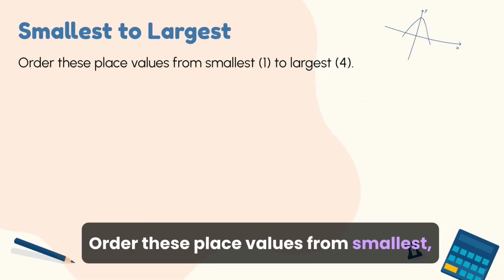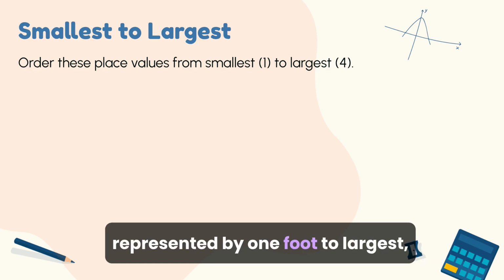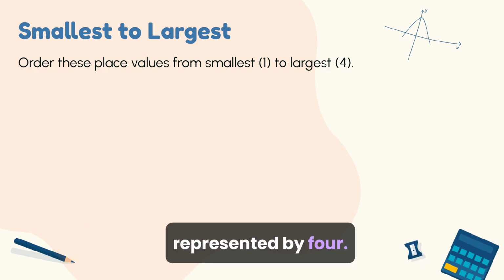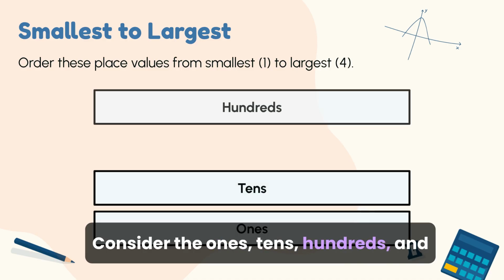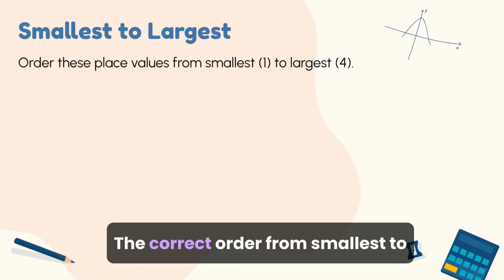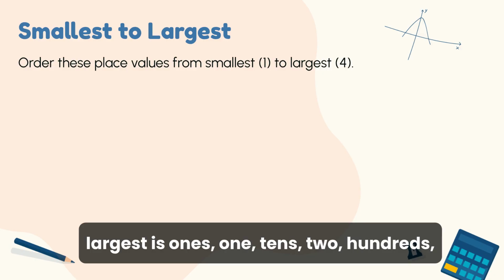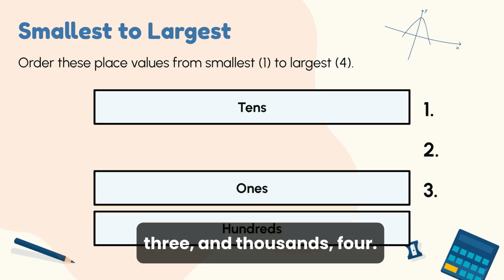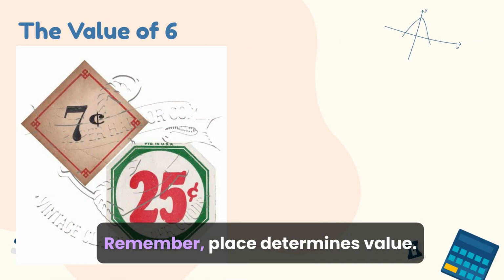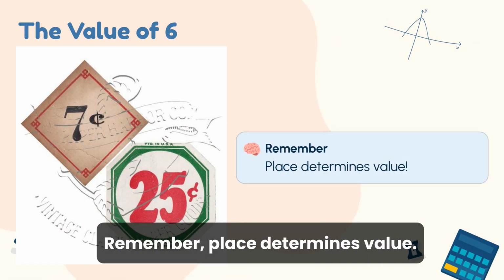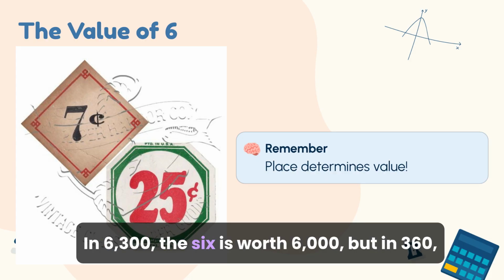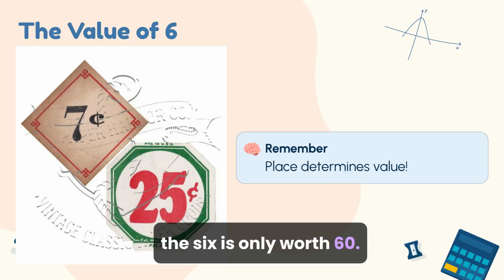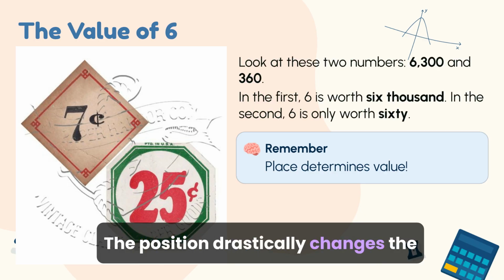Order these place values from smallest, represented by 1, to largest, represented by 4. Consider the ones, tens, hundreds, and thousands places. The correct order from smallest to largest is ones, 1, tens, 2, hundreds, 3, and thousands, 4. Remember, place determines value. In 6,300, the 6 is worth 6,000, but in 360, the 6 is only worth 60. The position drastically changes the number's worth.